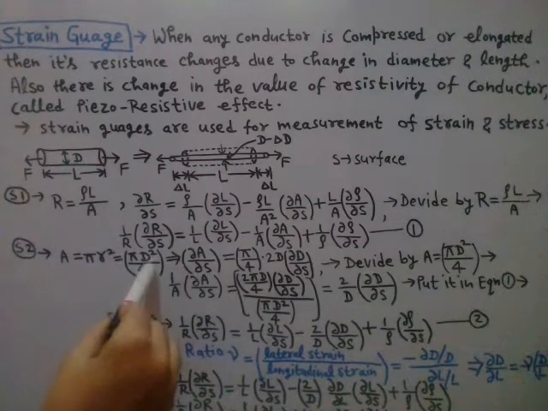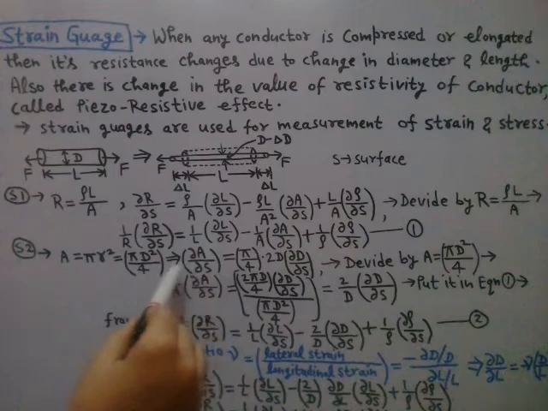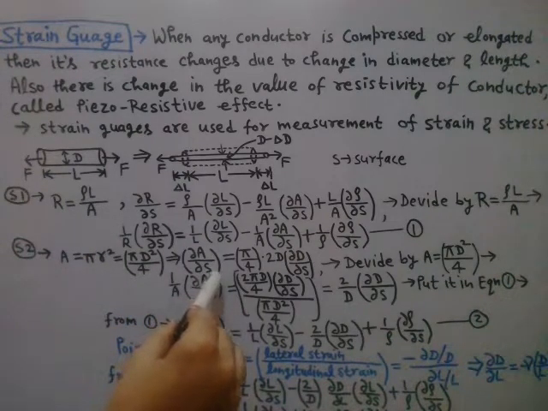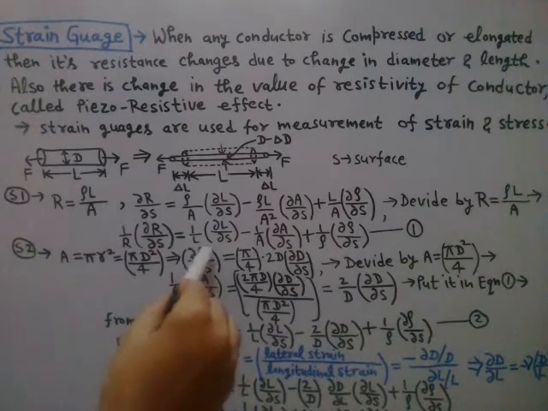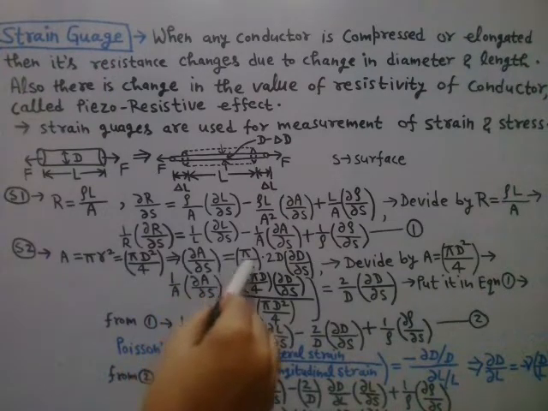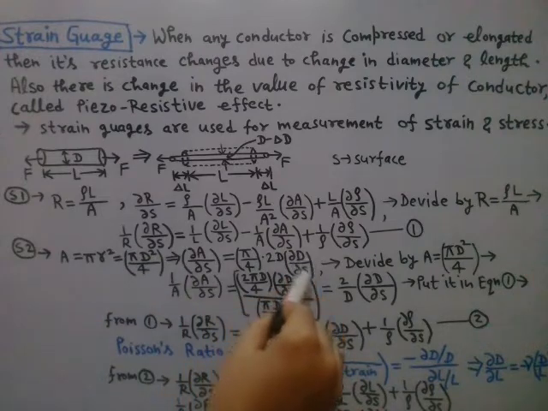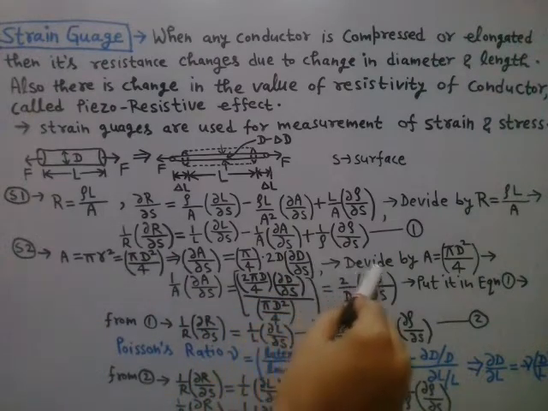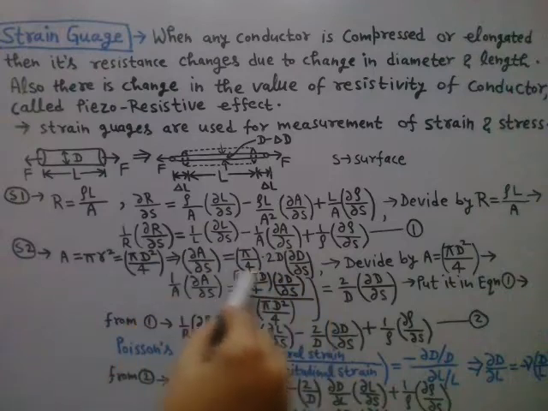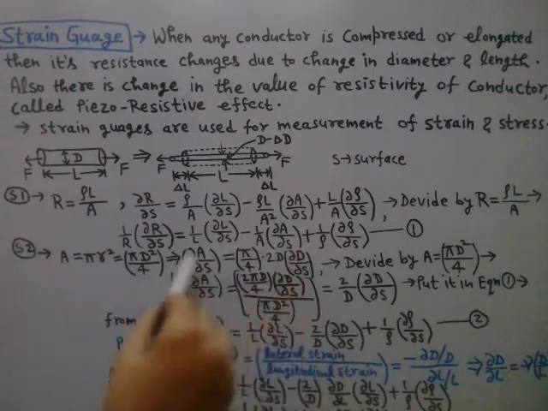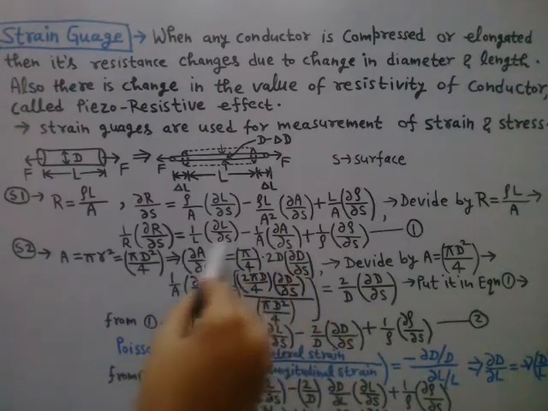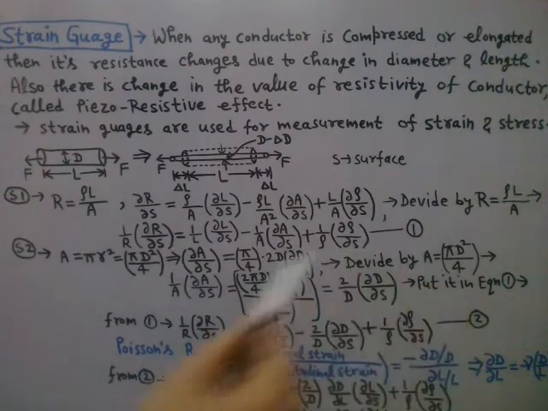D is the diameter. So differentiate it by surface S, partial differentiation. You will write del A by del S is equal to pi by 4 d square. When you differentiate it with respect to S, you will get 2d into del D by del S. So divide this whole expression by A is equal to pi d square by 4.